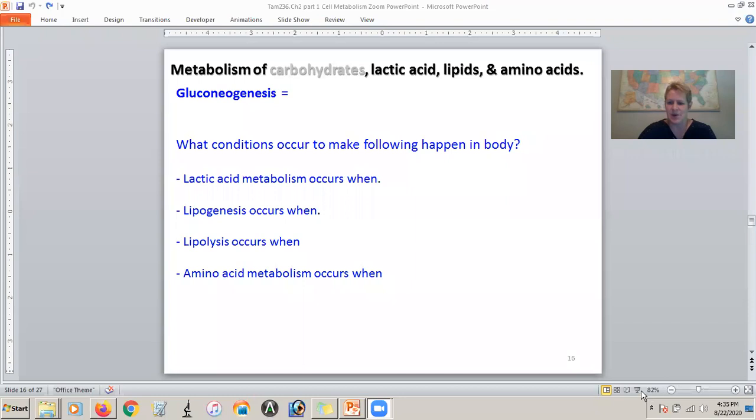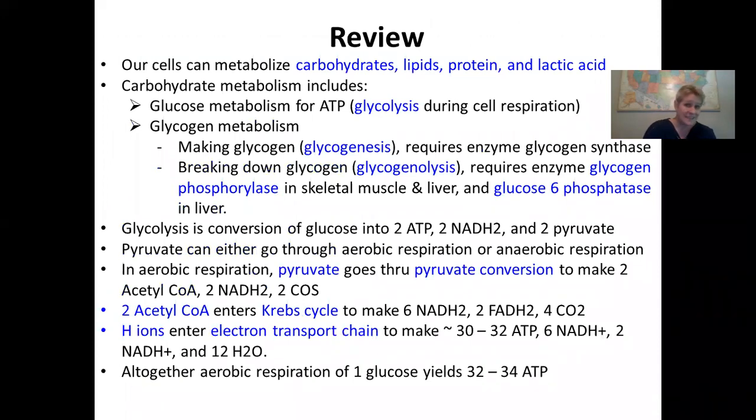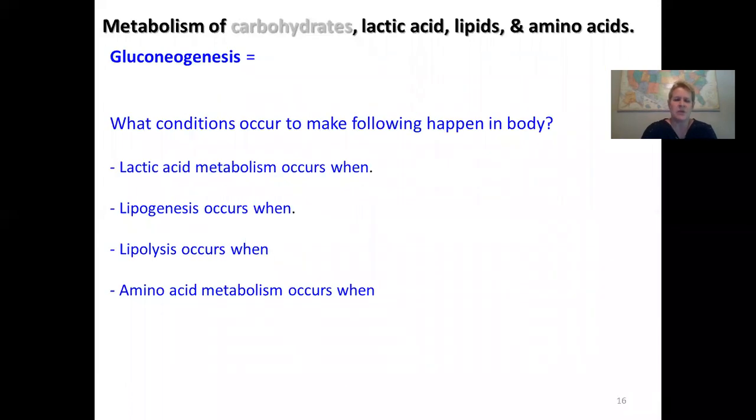Okay, so here we are. We had left off last time with all this. That was a lot, admittedly, but that was the hard part of the chapter. And now we finished looking at metabolism of carbohydrates, glucose, and glycogen. Now we still have metabolism of lactic acid, lipids, and amino acids to go.